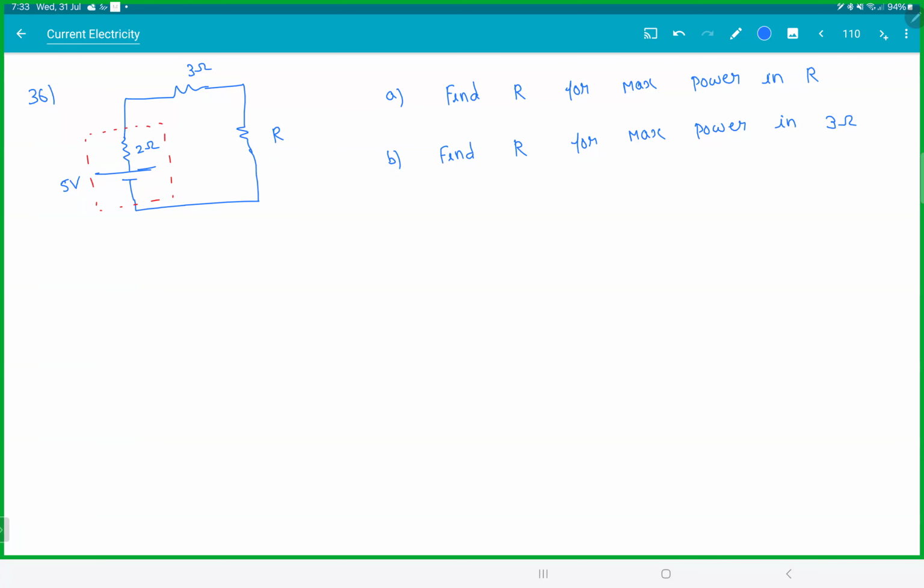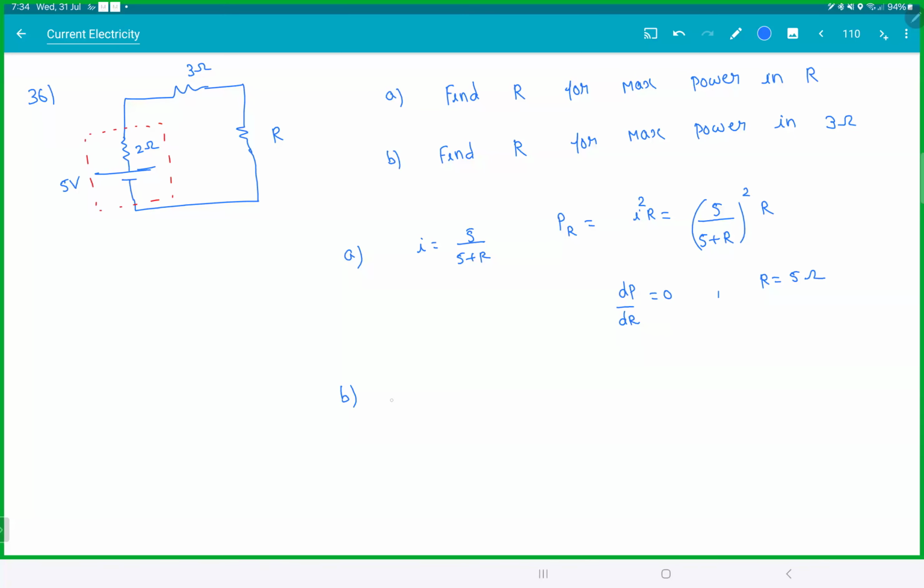Now see, for the first one, what is the current? 5 by 5 plus R. So power in R would be I square R, which is 5 by 5 plus R whole square into R. So if you solve this, dP by dR equal to 0, you'll get R is equal to 5. Meaning simply the R will think that 3 and 2 are one resistance. The Kepler doesn't know who is internal and who is external.